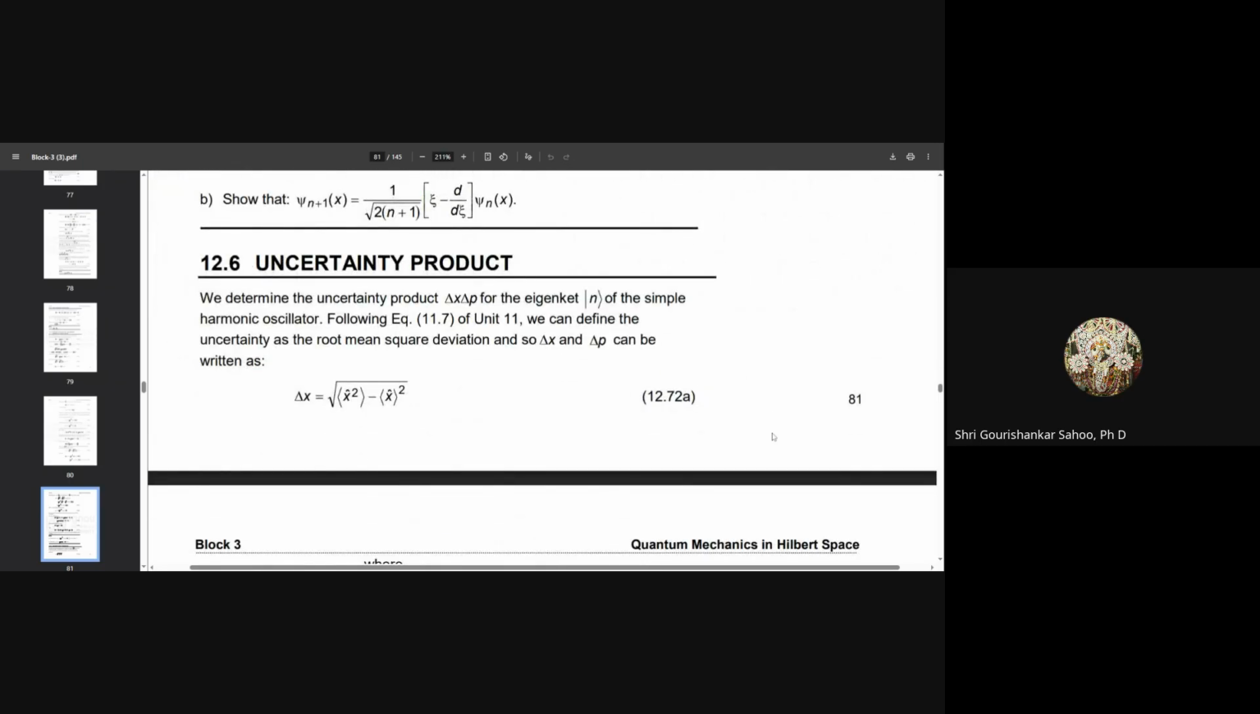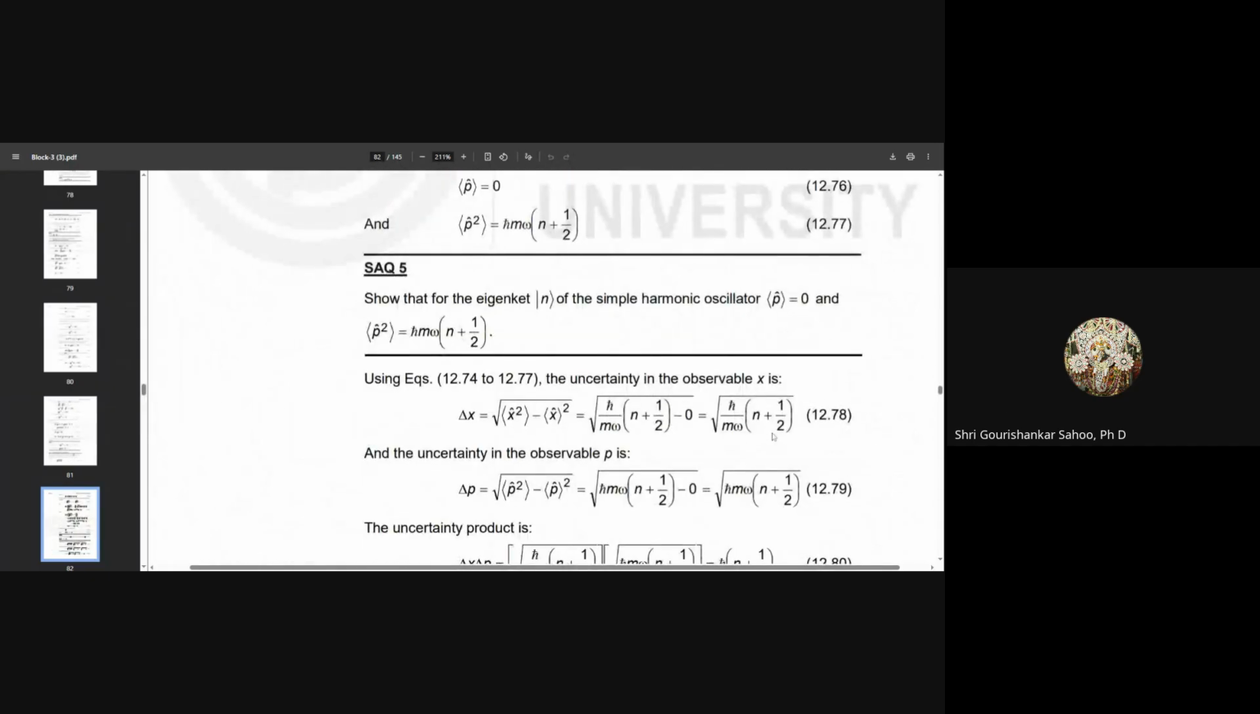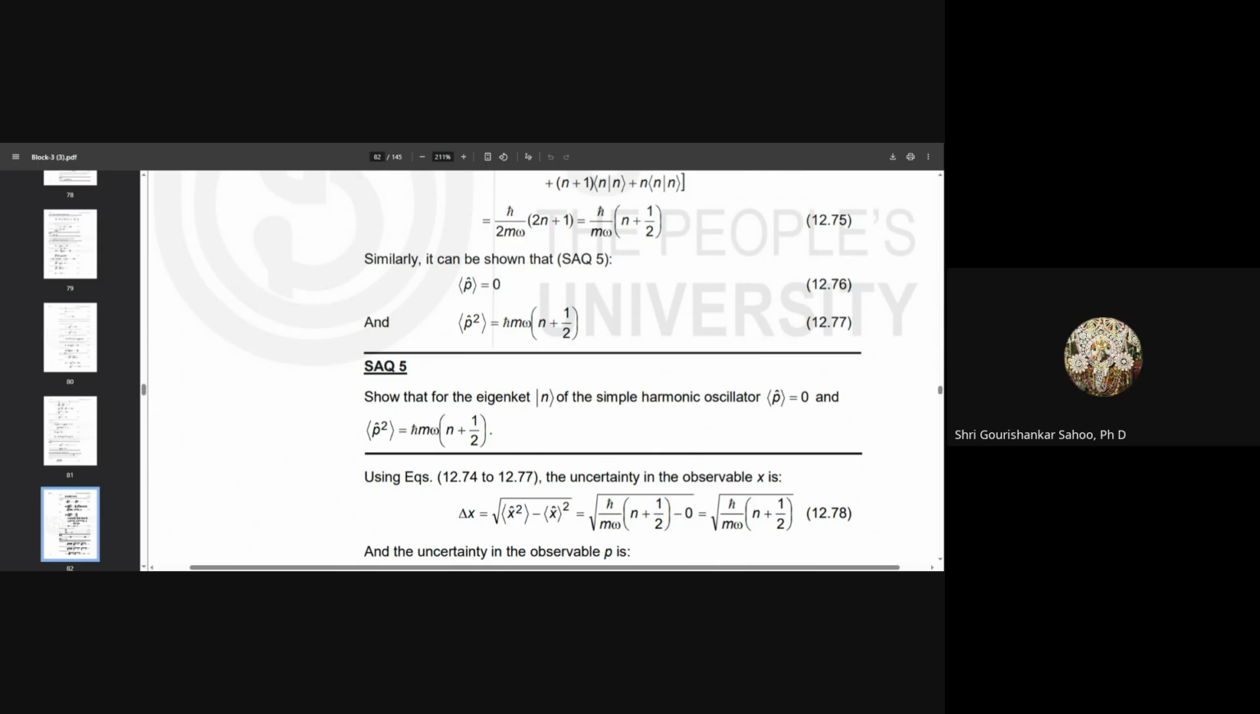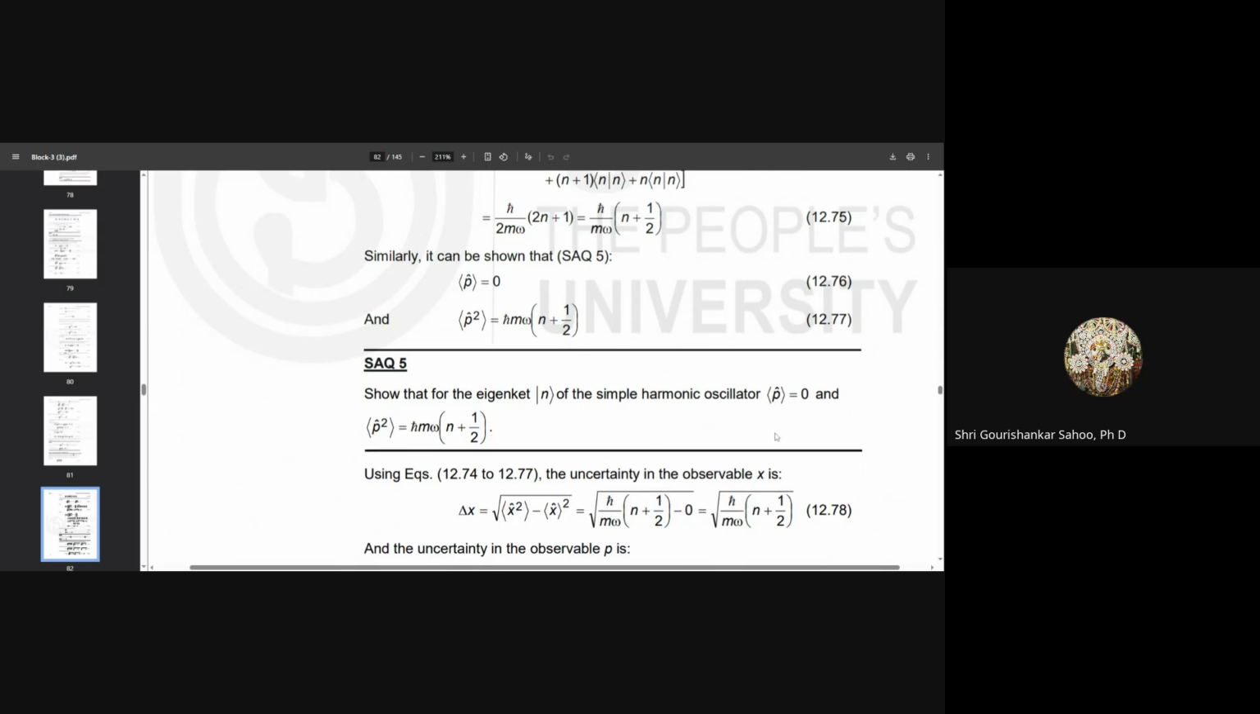So ket n is equal to 1 by root over n factorial, a cap dagger to the power n, ket 0. Then the uncertainty product: delta x is equal to root over of expectation value of x cap square minus the square of the expectation value of x cap. So you can evaluate it, and you can have expectation value of x cap equal to 0 and x cap square equal to ħ by m omega (n plus half), and expectation value of p cap equal to 0 and p cap square equal to ħ m omega (n plus half).